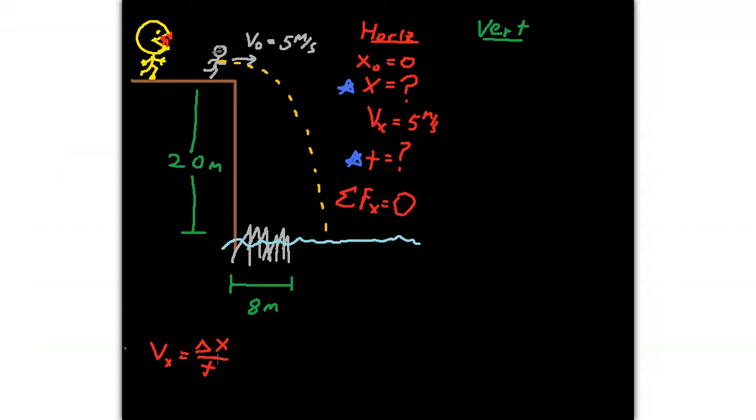We don't know where we wind up. We don't know how long we're going to be moving forward. So we need to find out some more information. And that's when we go to the vertical direction.